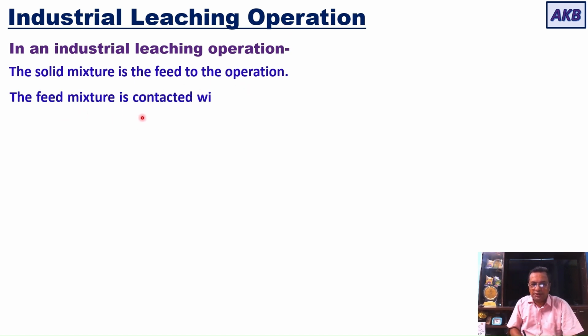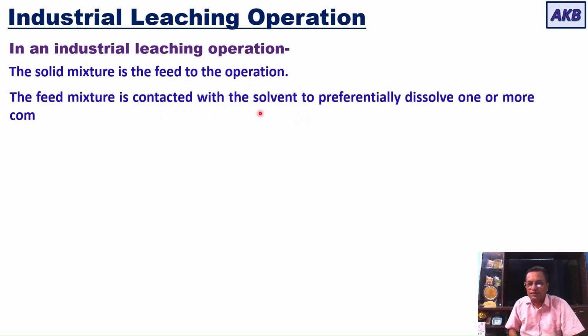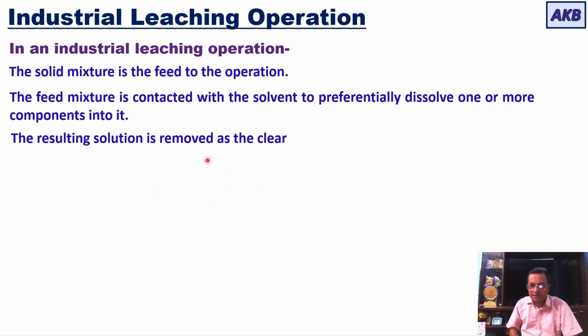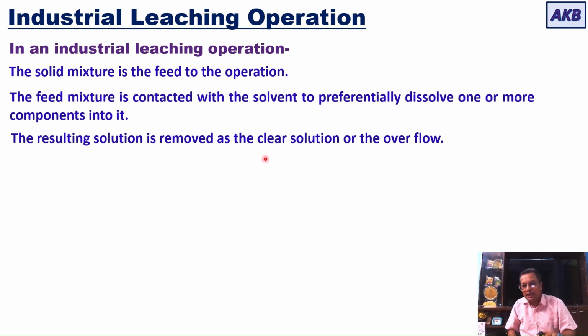The feed mixture is contacted with the solvent. What is the purpose of this contact? The purpose is to preferentially dissolve one or more components into the solvent. The resulting solution, the solution of the separated components formed in the solvent, is removed from the operation, and you call that solution the clear solution or the overflow.